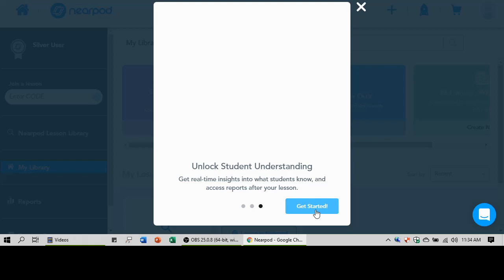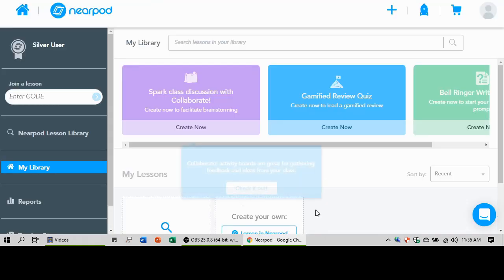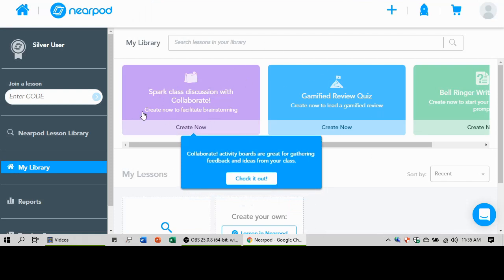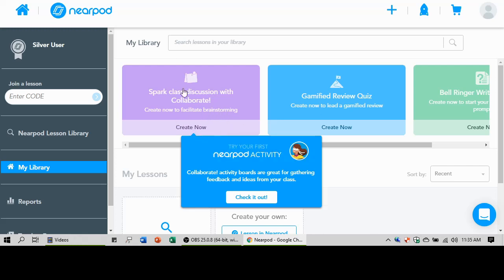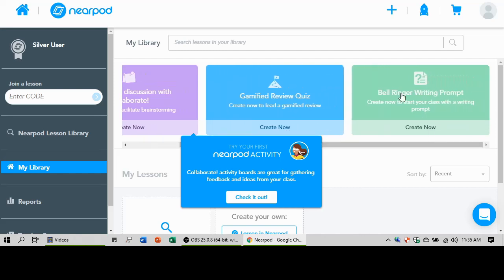Next, student understanding. Get real-time insights into what students know and access reports after your lesson. Get started. Okay, so you can create your class here. Spark class discussion with Collaborate. Create now. I don't want that. Gamified review quiz. Create now to lead a gamified review. So if you want to create quizzes like games, you can create your own here, like this one. Next, bell ringer writing prompt. Create now to start your class with a writing prompt. If you want to start or create it, then pick this one.